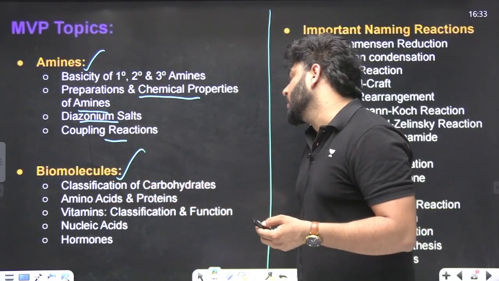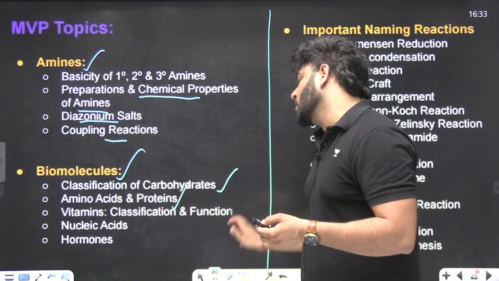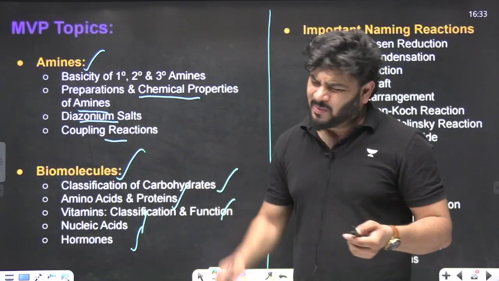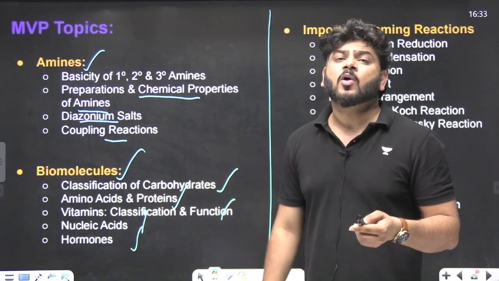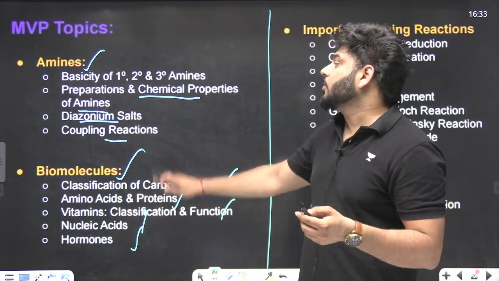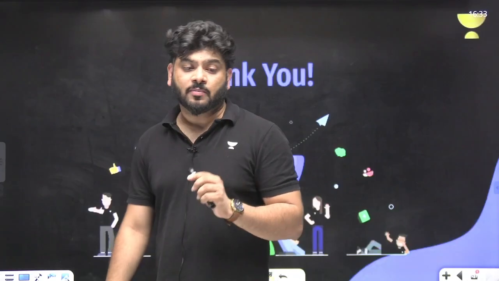Now biomolecules, we have classification of carbohydrate, amino acid and protein, vitamin, nucleic acid and hormones. A bit of idea you must take about these. Carbohydrate is the most valuable topic here because it contains the majority of the portion from biomolecules.